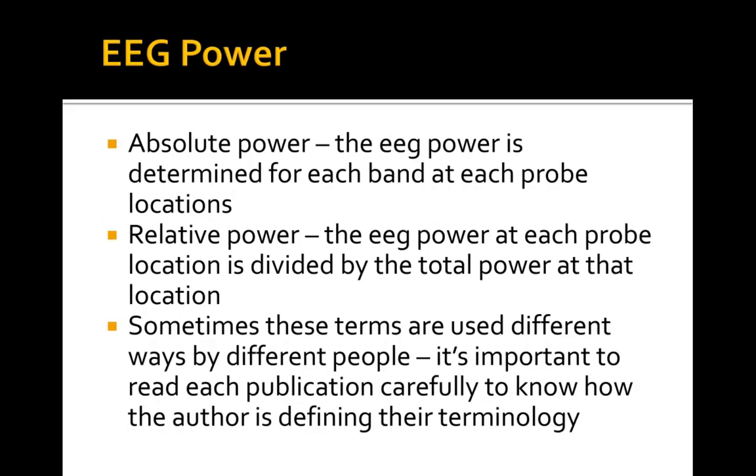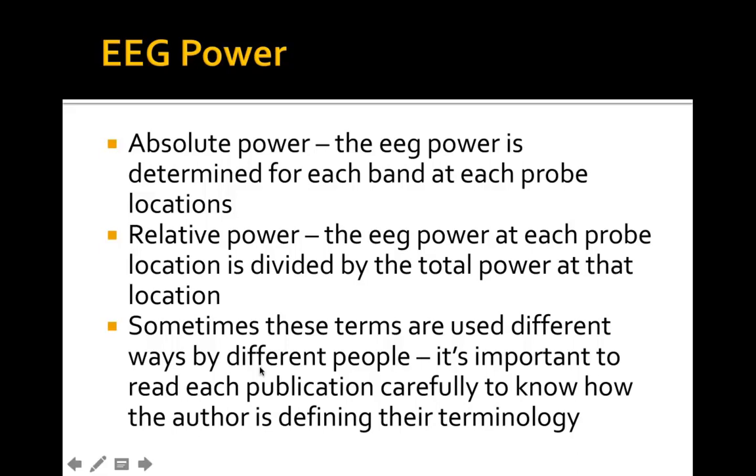Okay, EEG power. There are several different ways to talk about EEG power. One is absolute power. That would mean you take a specific channel location and you calculate the RMS power within each frequency band. So you would basically filter your data for alpha, beta, gamma, delta, theta, and then within each filtered signal, you would calculate an RMS power that would give you the power in a given frequency band.